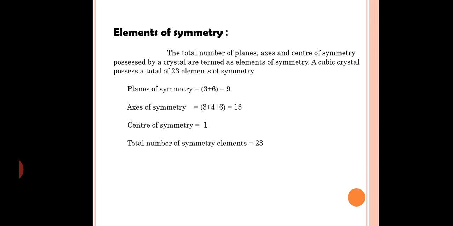So in this way, in case of sodium chloride, I am talking about the one on the screen which you are seeing. Sodium chloride possesses 9 planes of symmetry, 3 rectangular planes of symmetry and 6 diagonal planes of symmetry. Total is 9, we can say that. Clear? Then axis of symmetry I have already discussed with you, which is 3-fold, 4-fold, 6-fold, which is nothing but total 13. And center of symmetry is 1.